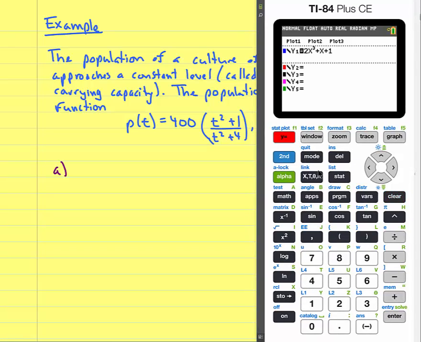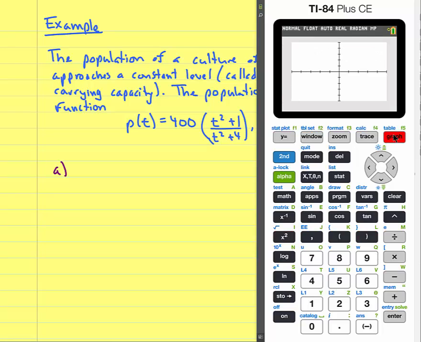So to graph, let's go to y equals, and I see this huge number of 400, so I'm keeping in mind that I might need to change my scale. Now instead of doing t squared plus 1, sometimes it's easier just to use our variable that's first, so that's x squared plus 1. We have to make sure we close parentheses, divided by open parenthesis, and then x squared plus 4. And then let's graph this and see what it looks like.